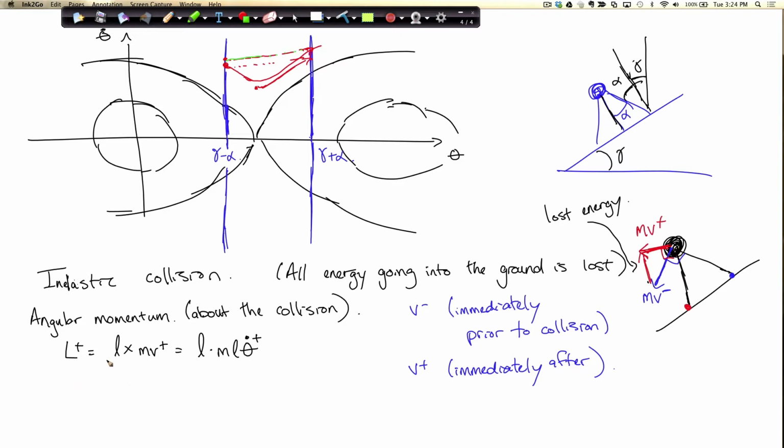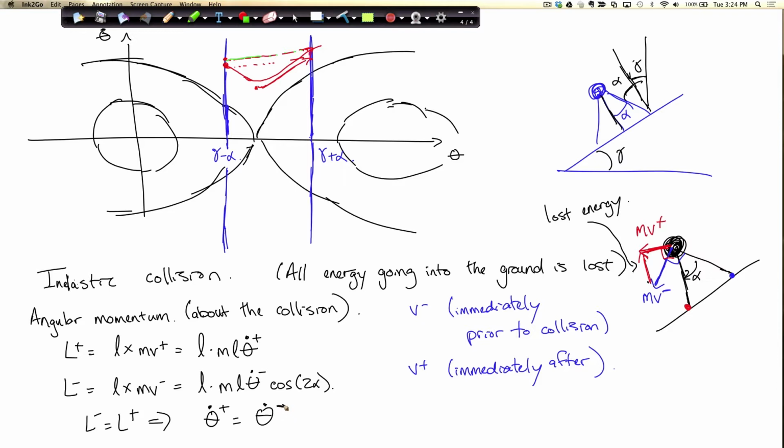And if I look at beforehand, my angular momentum around this is still L cross mv. But now the cross product gives L times mL theta dot minus, with this cos 2 alpha in the middle. Remember, this is 2 alpha. So if I set the angular momentum before and after the collision to be the same, then theta dot after the collision is exactly theta dot before the collision times cosine 2 alpha.